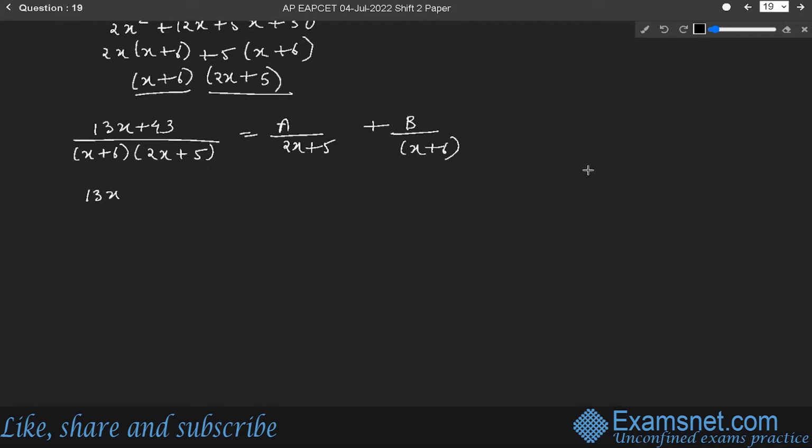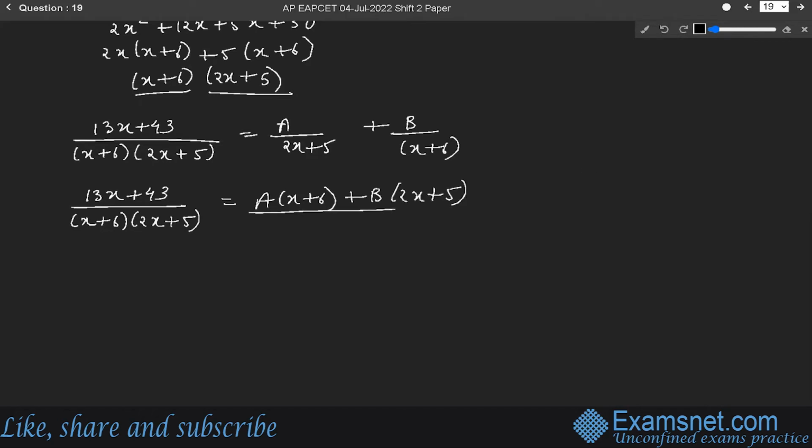So it becomes (13x + 43) divided by (x + 6)(2x + 5) is equal to a into (x + 6) plus b into (2x + 5) divided by the LCM, which is (2x + 5)(x + 6). See, this is the step obtained by doing the LCM. Now, x + 6 and 2x + 5 will be cancelled. Here also 2x + 5 and x + 6 will be cancelled.